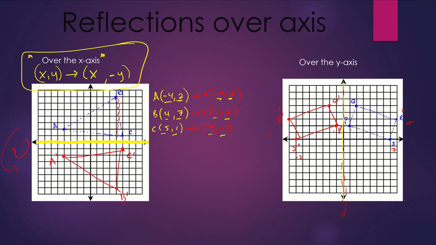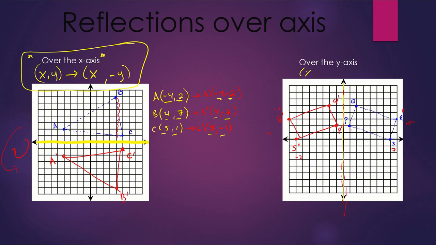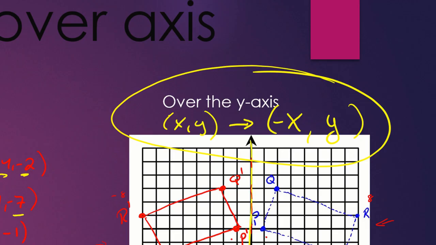So when we reflect over the y, we start with our original xy, and how it changes. We said the y value is not changing at all, so that's staying the same. But the x value is still the same number, the only difference is flipped, right? So this is the rule for reflecting over the y-axis.